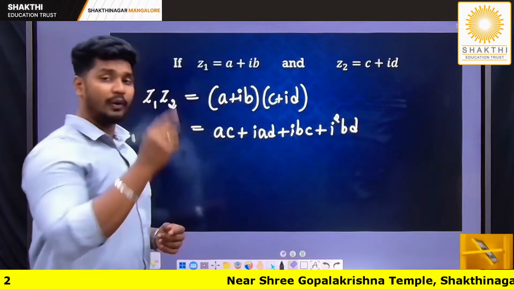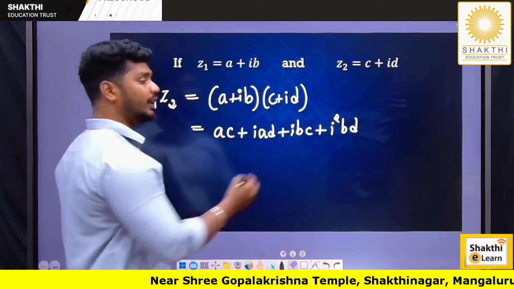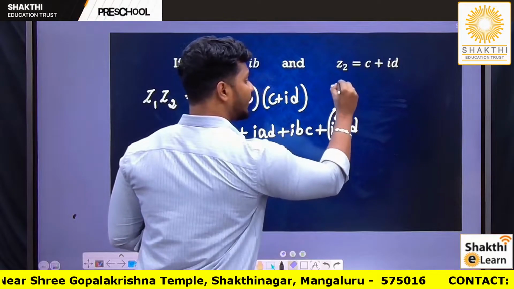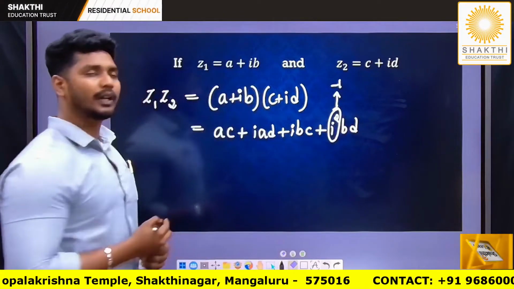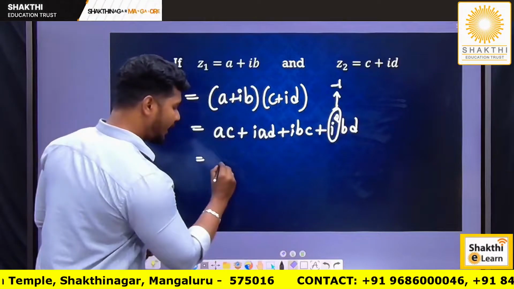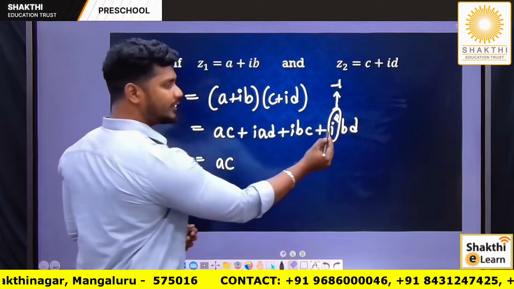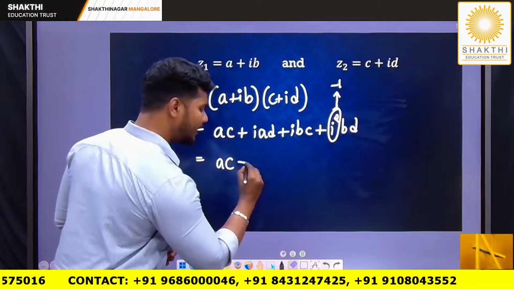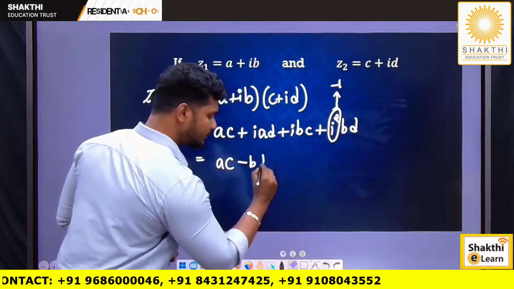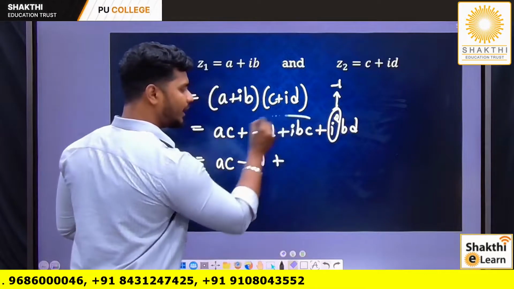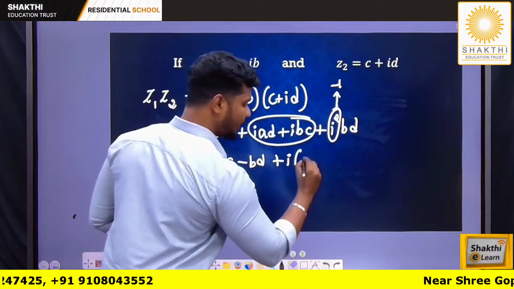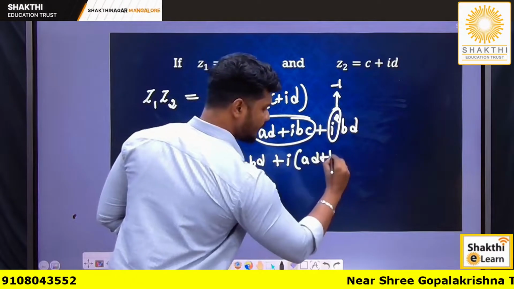Here, I told you, wherever you are getting the value of i square, you know the value of i square. The value of i square is minus 1. So I'm replacing that i square by minus 1. I'll have ac. Now when i square is minus 1, it becomes minus 1 into bd, which will be a real part. I'll say it is minus bd. Then the two things that are remaining is an imaginary part where i is common, multiplied to ad plus bc.